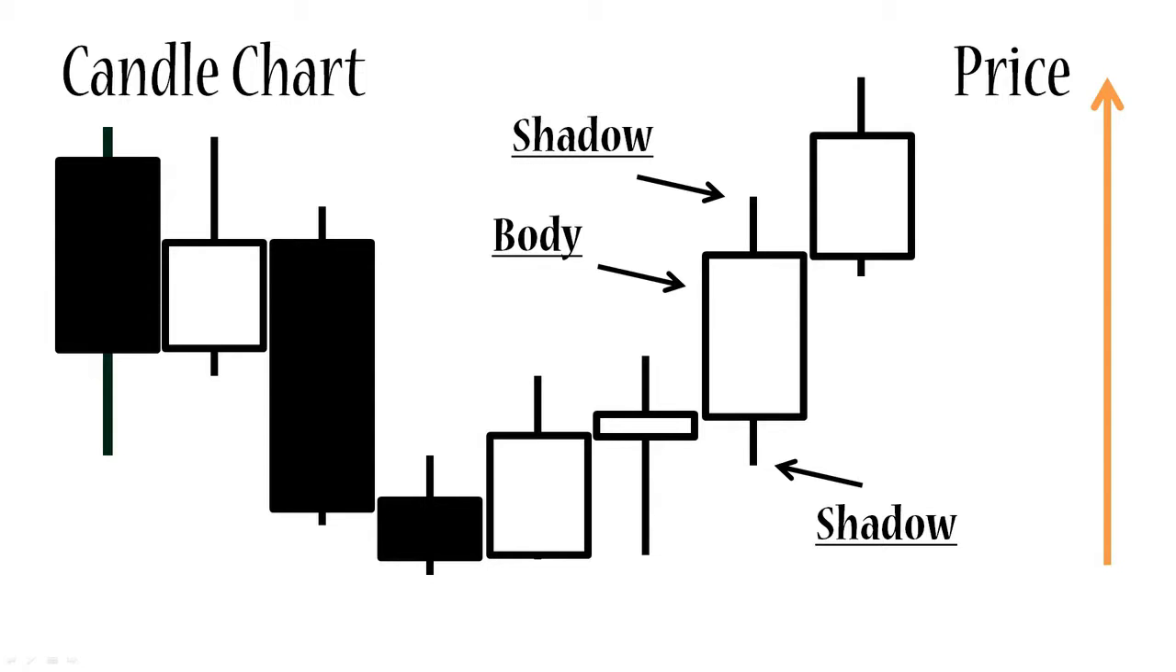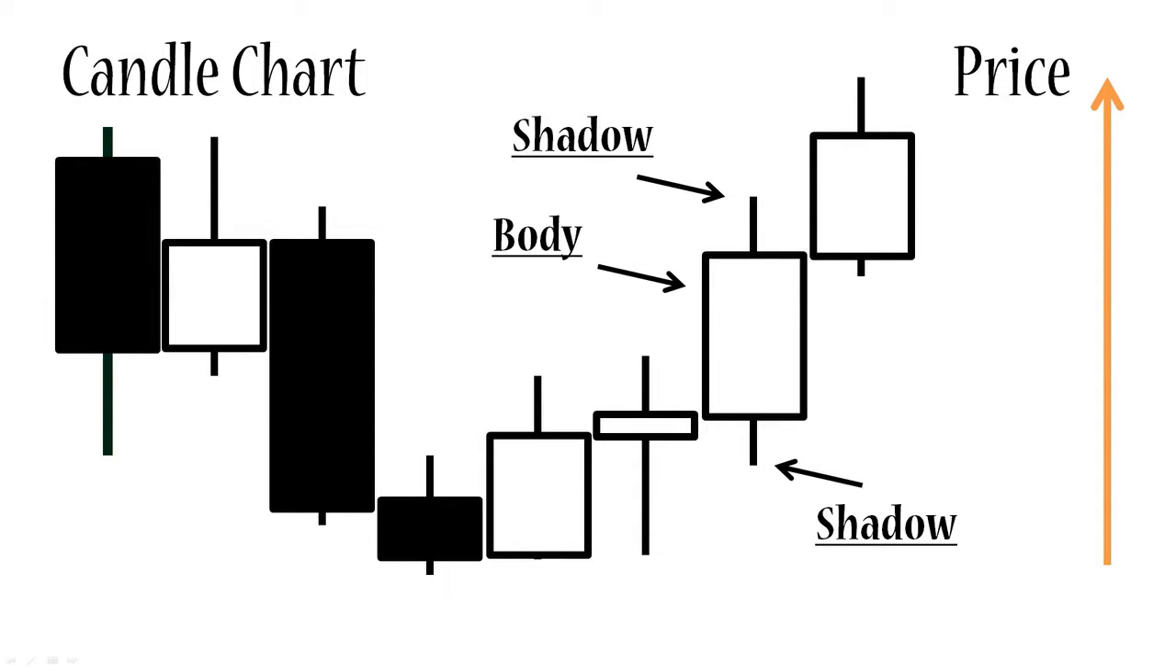So knowing whether a candle is going up or down, it's very easy to understand where the open price is and where the close price is. This is because for a bullish candle, the bottom edge will always be the open price and the top edge will be the close price, whereas for a bearish candle, the top edge will be the open price and the bottom edge will be the close price.